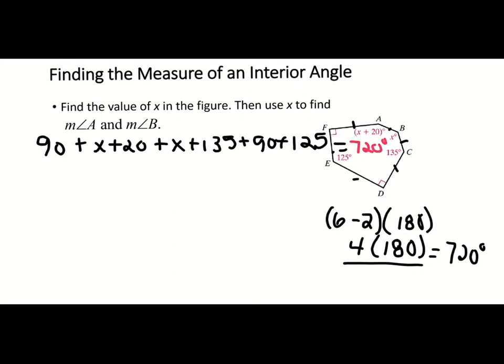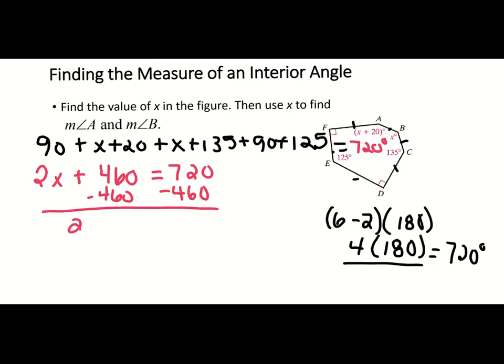And I can solve my equation. I need to combine like terms. So when I do that, we just have 2x plus, if I add all my numbers together, I'm going to get 460. And that's equal to 720 because I added 90 plus 20 plus 135 plus 90 plus 125. Solve my equation, so I'll subtract 460 from both sides. So now 2x is equal to 260, divided by 2, and x is going to be 130.